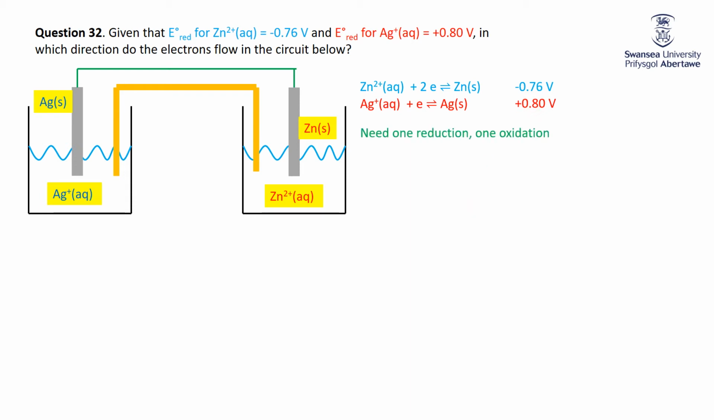Which one do we flip? We're going to flip the one that's more negative, so that's going to be the zinc. So instead of having zinc 2+ going to zinc, we'll have zinc going to zinc 2+, and the potential for that will be plus 0.76 volts. So in other words, the zinc is going to be the oxidation, which makes this the anode. The silver is going to be the reduction, which makes this the cathode. And electrons flow from the anode to the cathode. So therefore, they're going to flow from the zinc through the wire to the silver.